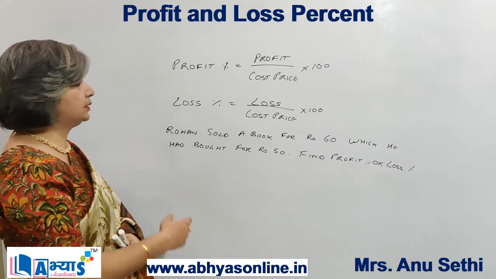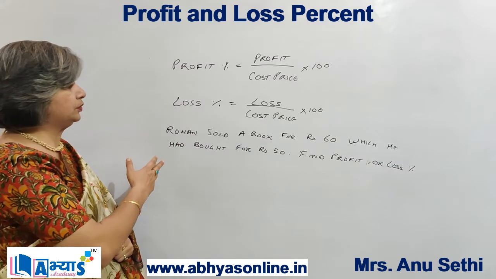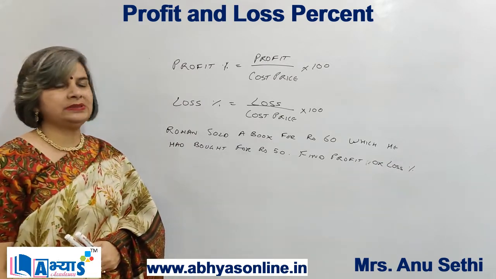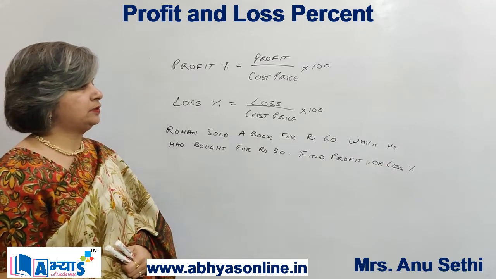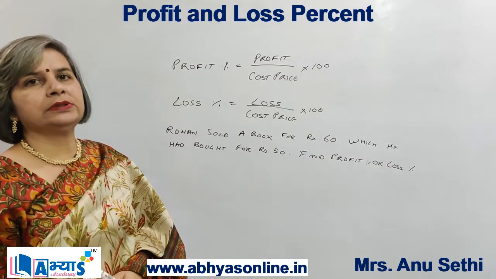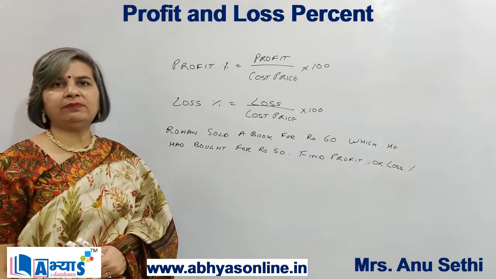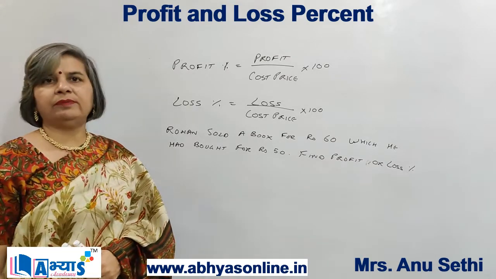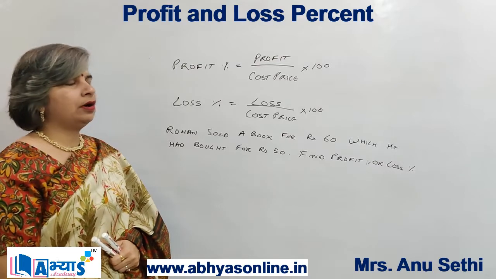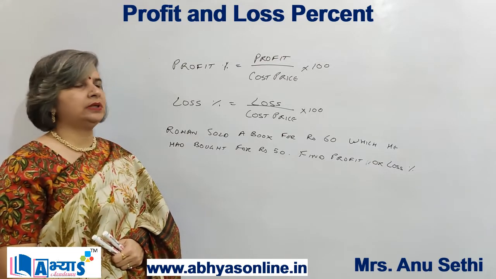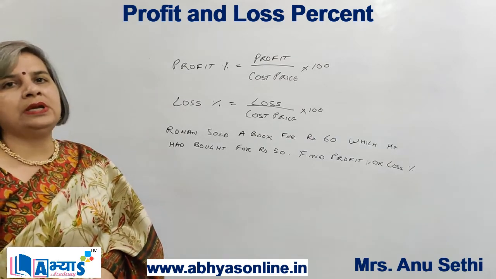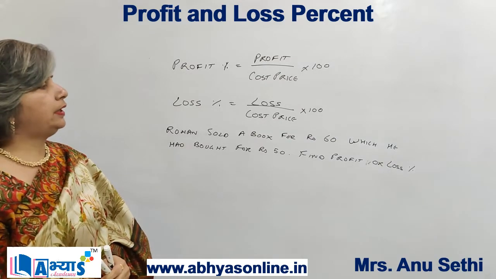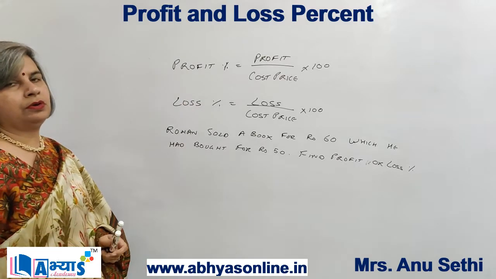Now let us take another example. I have been given a question that Rohan sold a book for rupees 60 which he had bought for rupees 50. We are supposed to find the profit or loss percent. So again the method will be the same. First I will analyze whether I am making a profit or loss and how much profit or loss I am making. Then I will divide the profit or loss with the cost price and multiply it with 100 to find the profit or loss percent.